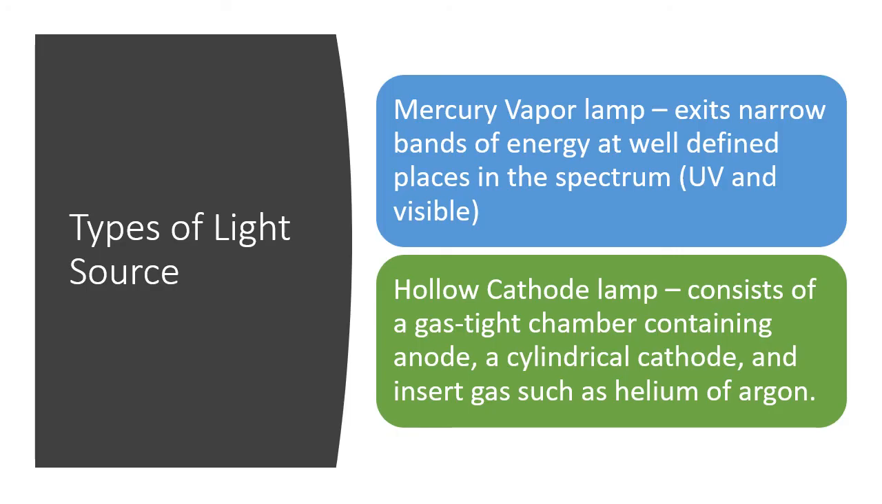Another one is your mercury vapor lamp, which emits narrow bands of energy at well-defined places in the spectrum, so UV and visible. You also have your hollow cathode lamp, which consists of a gas-tight chamber containing an anode, a cylindrical cathode, and an inert gas such as helium or argon. Okay, so this is usually si hollow cathode lamp, ginagamit siya for atomic absorption spectrometry. Okay? Kapag tinanong kung ano yung UV and visible, mercury vapor lamp tayo.